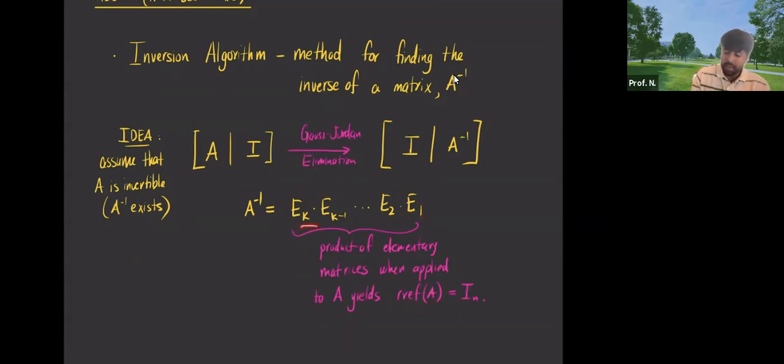And in doing so, this very product of elementary matrices is in fact the inverse of A, because you can consider this as being multiplied to the identity. So when I apply these operations upon A, I get the identity. And when I apply these operations upon the identity, I get the inverse. So that's the idea, right? That's the big idea.